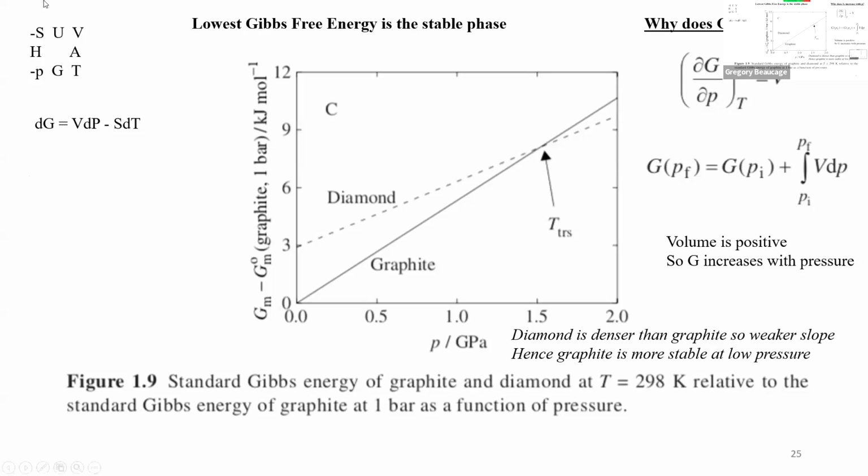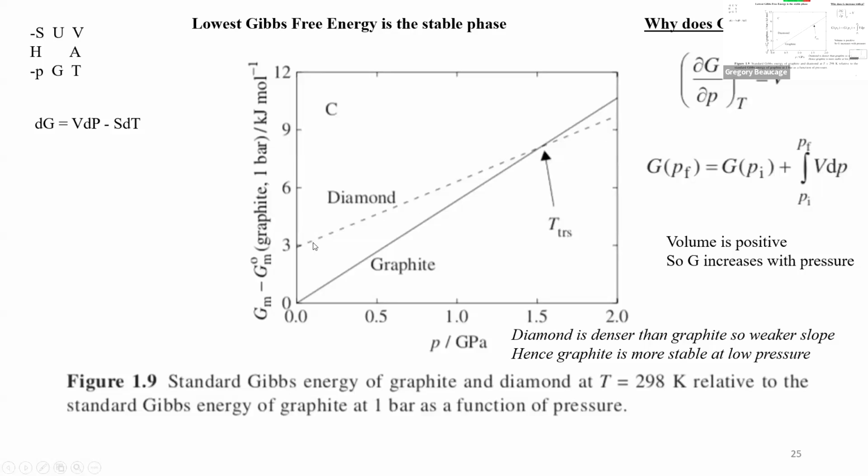It's the same thing. dG is -S dT + V dP, and at constant temperature, the slope is the volume. Volume is always positive, which means G always has to increase with pressure at constant temperature. This is the specific volume, like one over the density. So for a denser material, the slope would be lower.